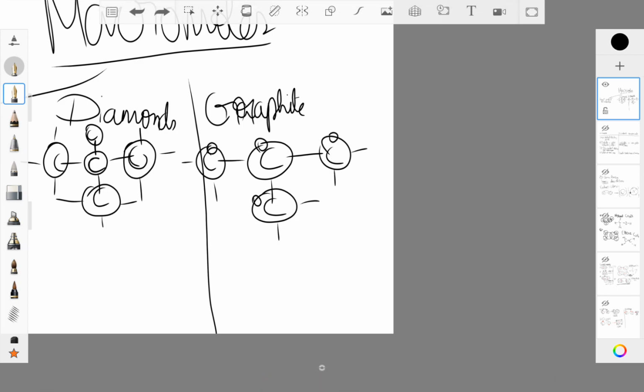So diamonds are used in jewelry, but rather than saying jewelry, IGCSE likes when students say that diamonds are used in drilling and cutting tools, which is the more practical use for diamonds. Graphite, as I mentioned, is a solid lubricant. That's probably the best example.